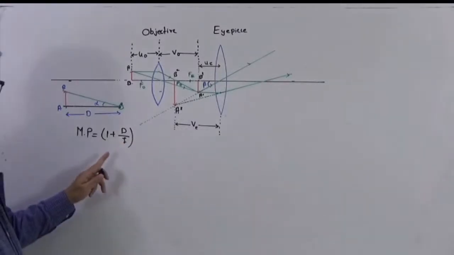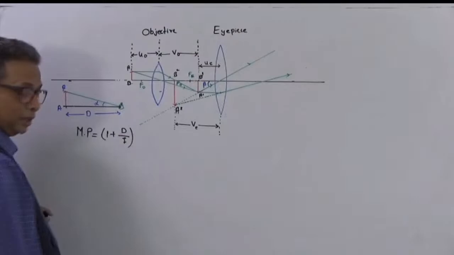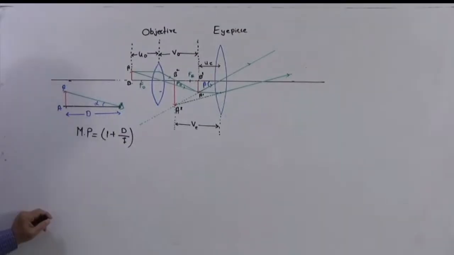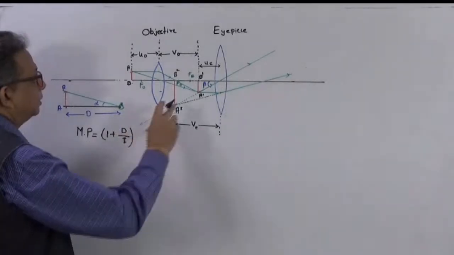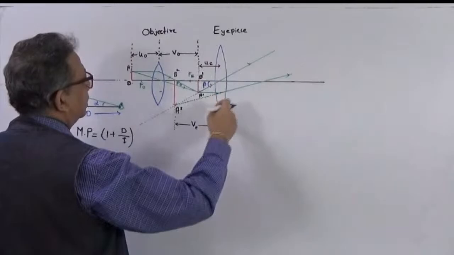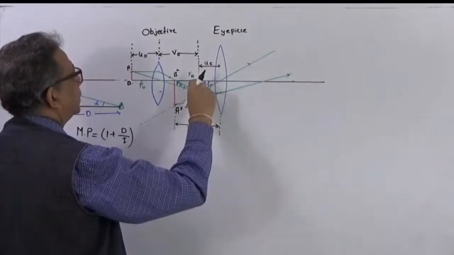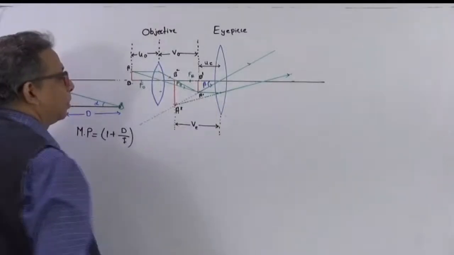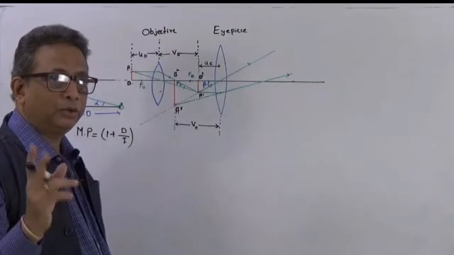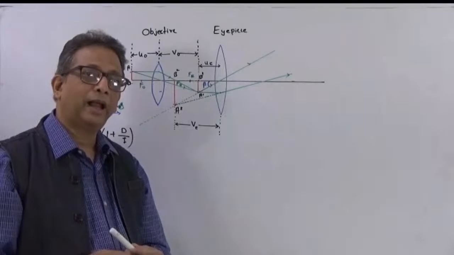Okay, so what was D? D is the distance of distinct vision, and this was the magnifying power when, as you can see over here, it was this kind of a lens, simple microscope, an object was placed over here and a virtual image was formed over here. So in that, if you remember, we had two situations. One when the image is at DDV, and another when the image is at infinity.